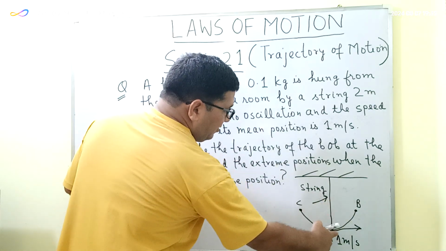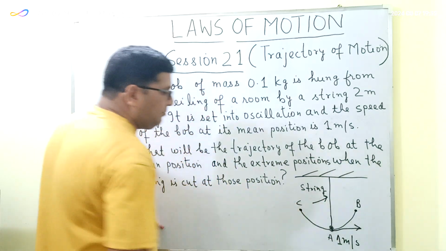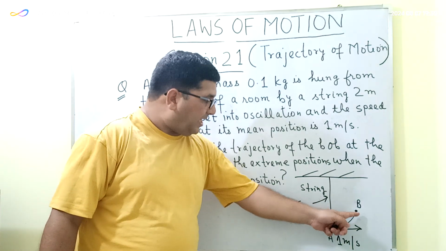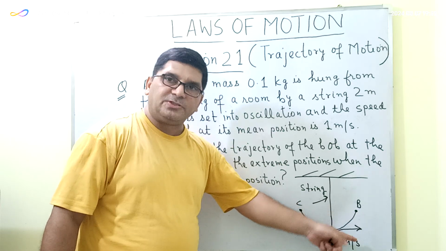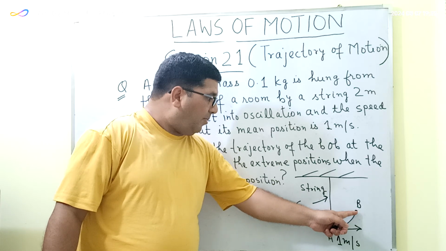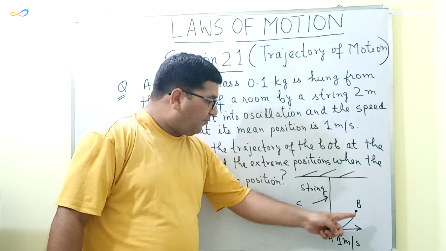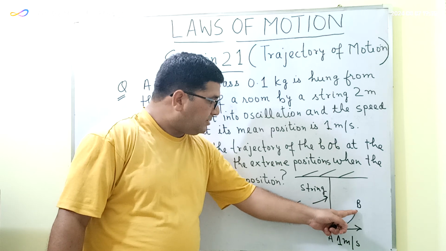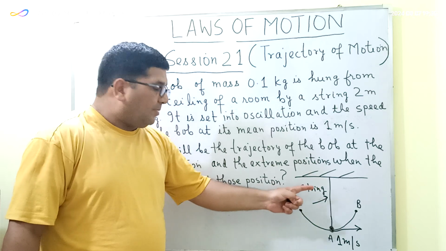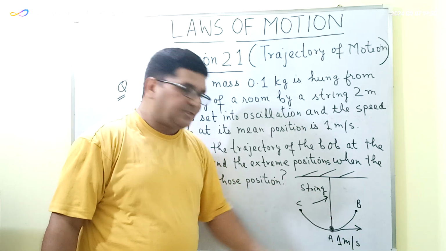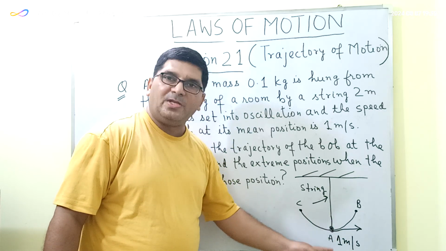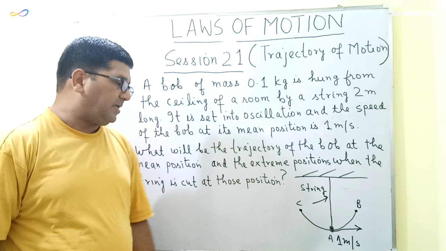Now when the bob reaches these two extreme positions, that is B and C, these are the two extreme positions. So at these 2 points the bob will have zero velocity. So because of that zero velocity, the bob will fall down vertically downward when the string is cut at the extreme positions, that is B and C. So at the extreme positions the bob will fall down vertically downward when the string is cut, and at the point A, when the string is cut at the point A, then the bob will follow a projectile motion which will be a parabolic path.